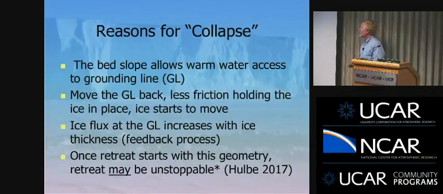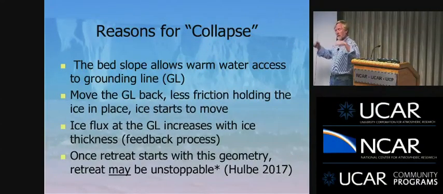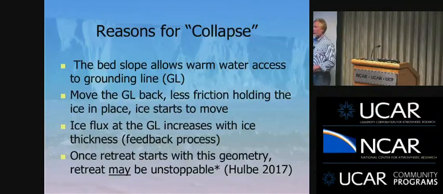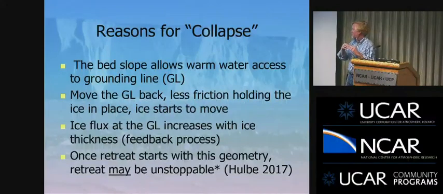But why is it that this could collapse, unlike most glaciers that are grounded above sea level? This bed slope allows warm ocean water to come to the grounding line. That's the point where the glacier is actually on the ground. As we move that grounding line back, we have less friction holding the rest of the glacier in place, and it starts to move. Okay?